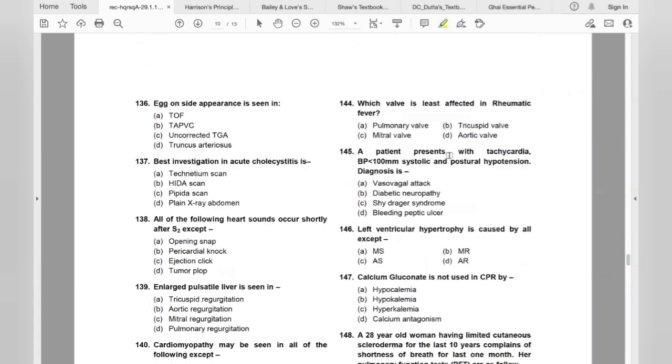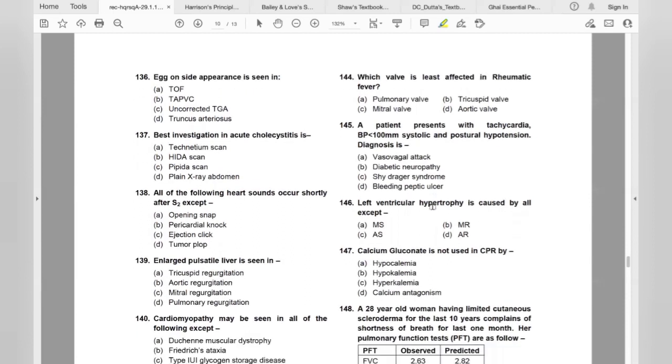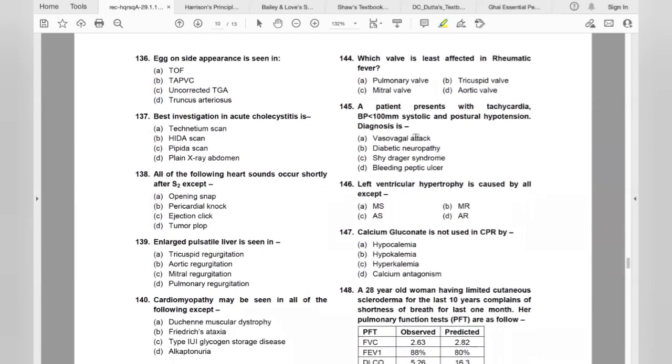So a patient presents with tachycardia, BP less than 100 systolic and postural hypotension. Diagnosis is bleeding peptic ulcer. How do they say this bleeding peptic ulcer? Please do comment in the comment section. So left ventricular hypertrophy is caused by all except mitral stenosis. Calcium gluconate is not used in CPR for hypokalemia.